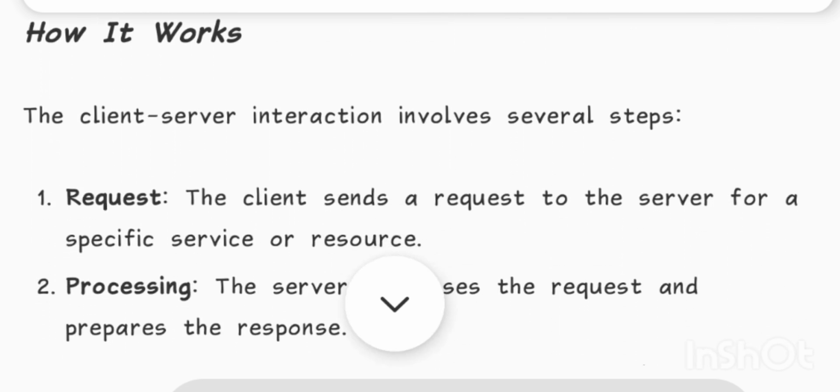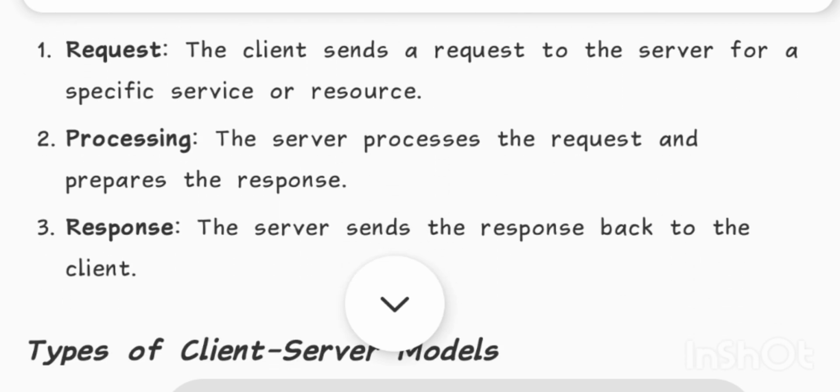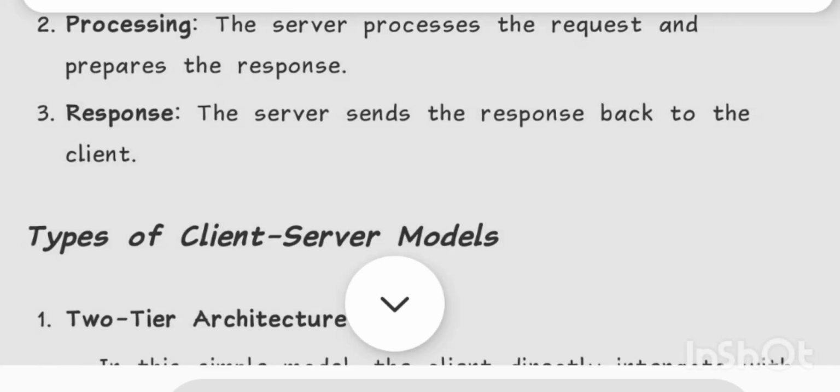How it works. The client-server interaction involves several steps. 1. Request. The client sends a request to the server for a specific service or resource. 2. Processing. The server processes the request and prepares the response. 3. Response. The server sends the response back to the client.